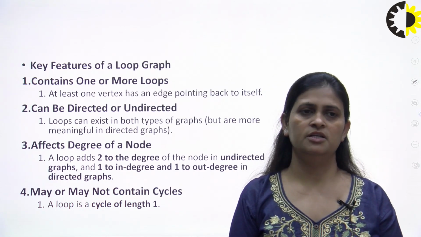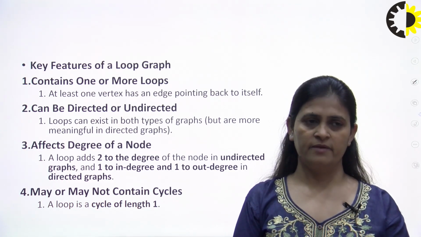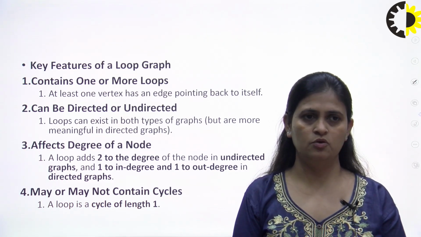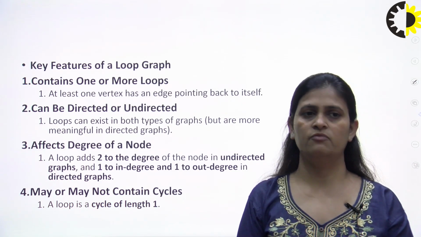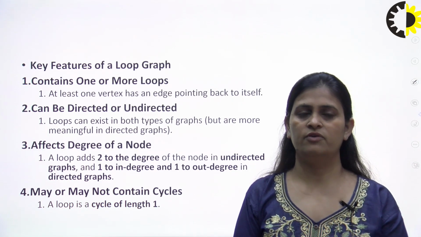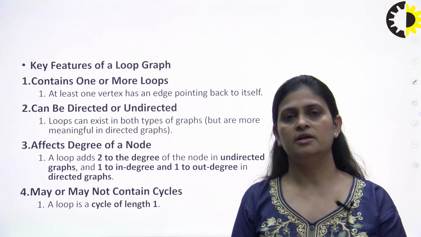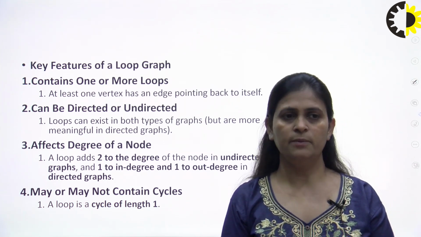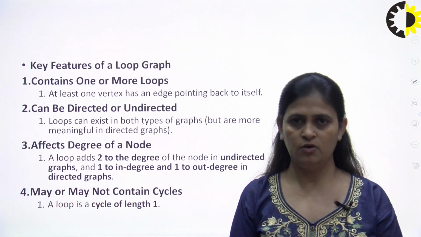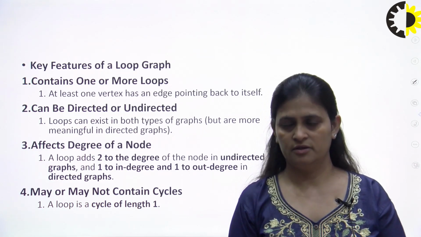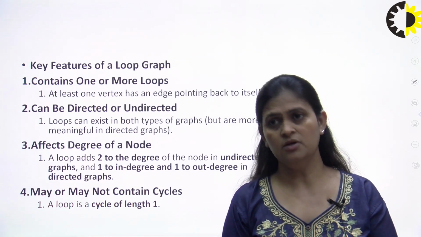Third, the effect on the degree of a node. A loop adds 2 to the degree of the node in an undirected graph, and 1 to the in-degree and 1 to the out-degree in a directed graph. Next, it may or may not contain other cycles. A loop is a cycle of length 1. The length of the loop is 1.